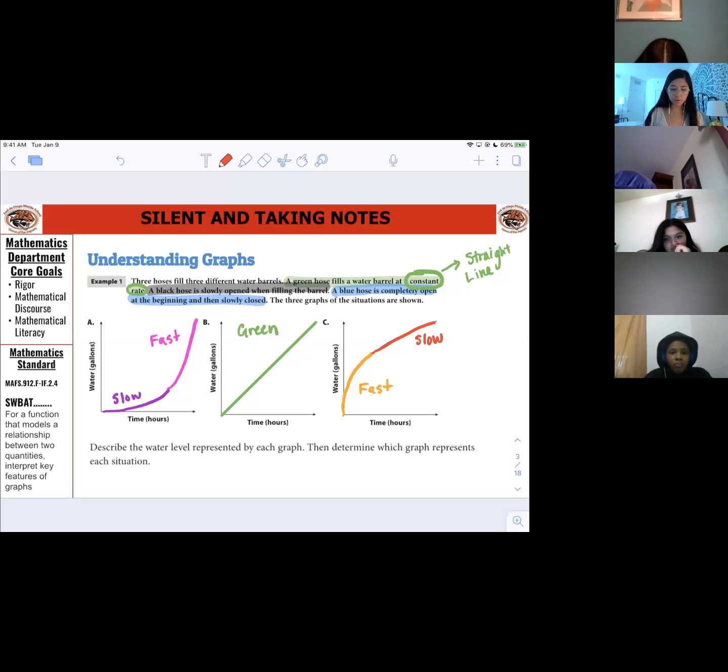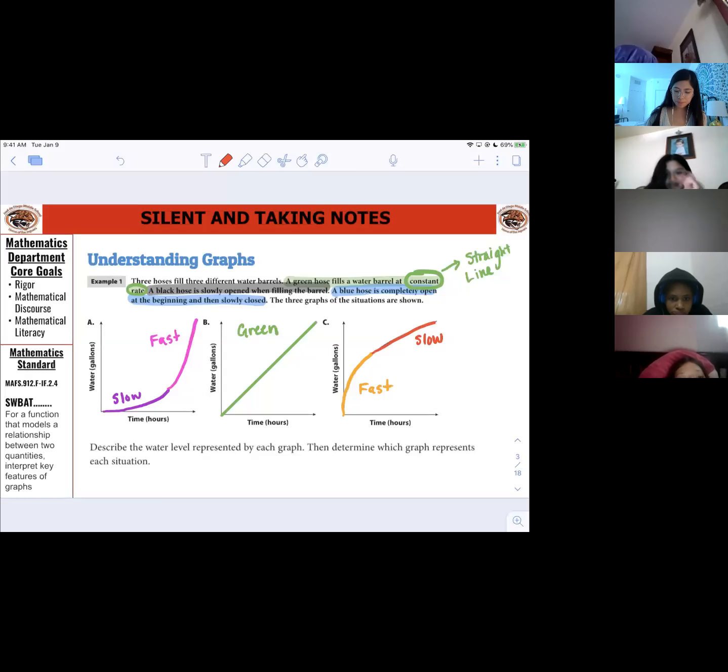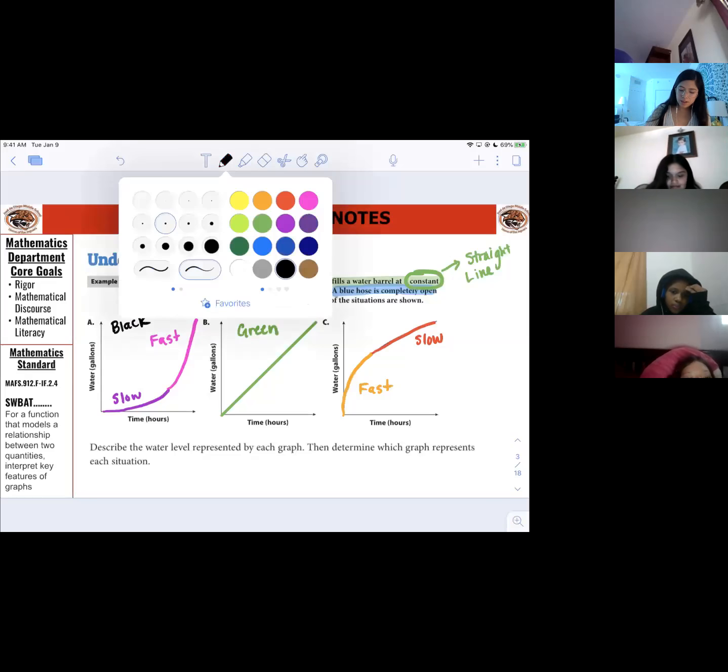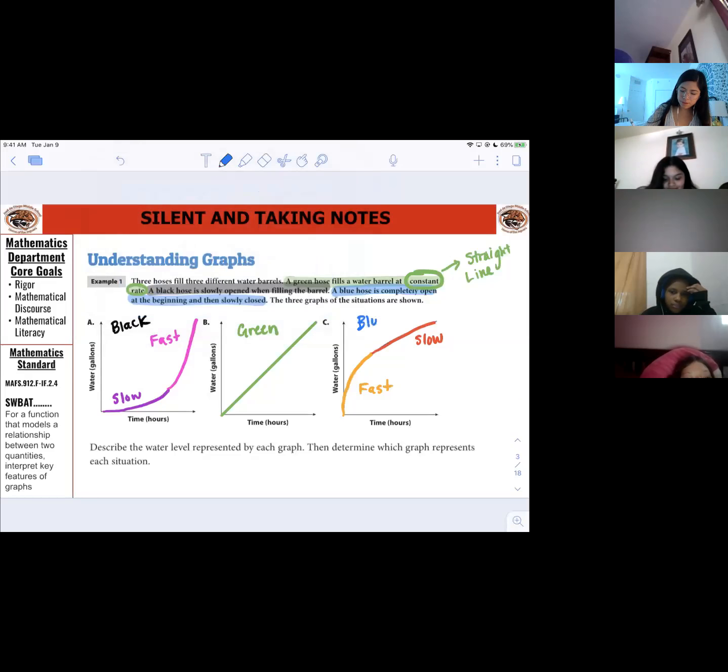So my question is, which one is the black hose and which one is the blue hose? The black hose is the purple and pink, and then the other one is the other one. Good. Because the black hose slowly opens, it means it starts out slow and then it's going to get fast. Whereas the blue is completely open. So when that hose is completely open, that water is going to shoot out really, really fast. And then they're slowly closing it so it slows down.